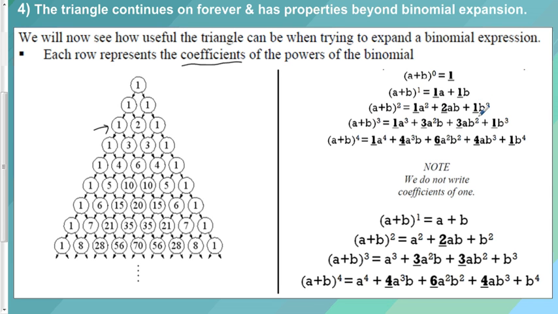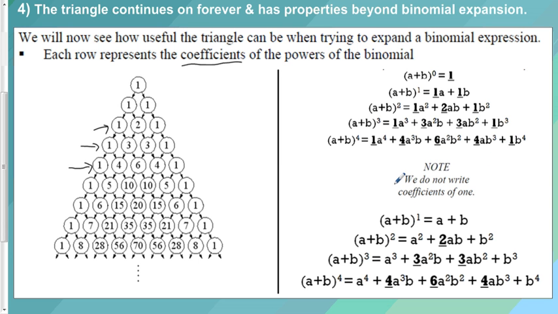I'm going to explain a little bit later how we get the powers. If I look here, this would be to the third power: 1, 3, 3, 1. Those are my coefficients to the third power. Same thing with the fourth power. Now I'll explain how we can use the fourth power to help us with our exponents. The coefficients are 1, 4, 6, 4, 1.